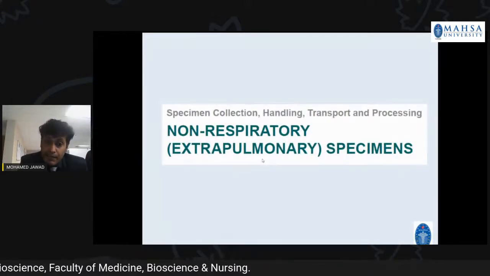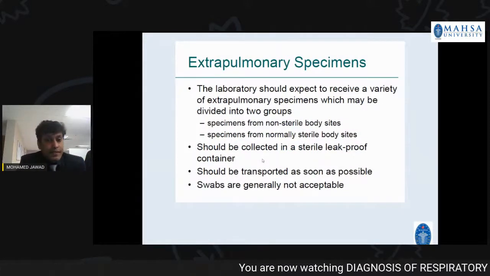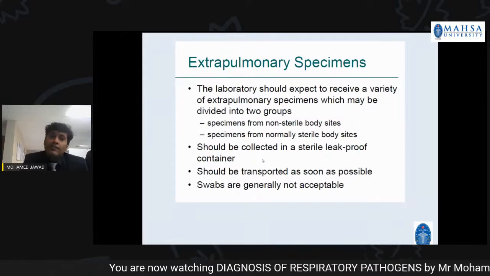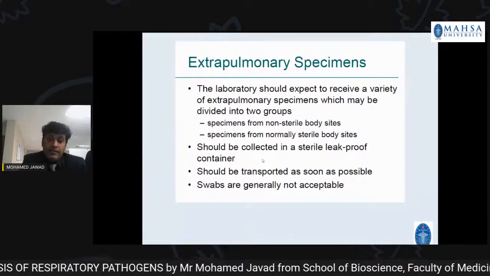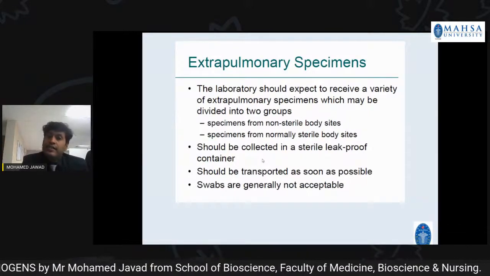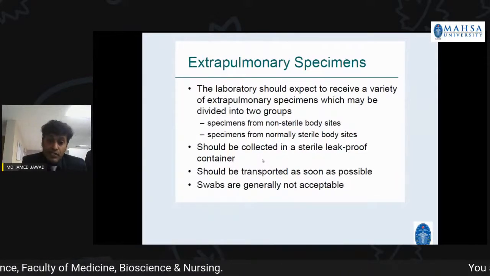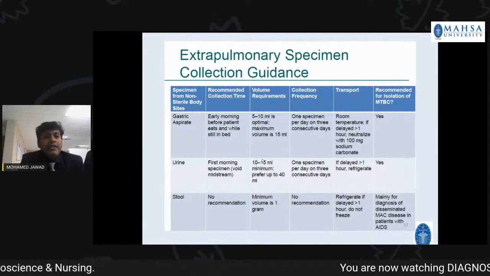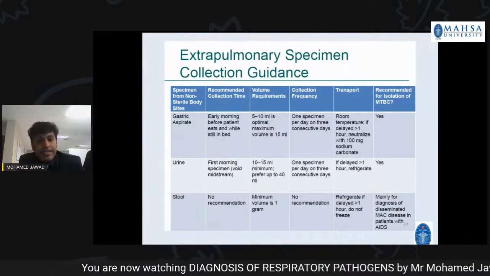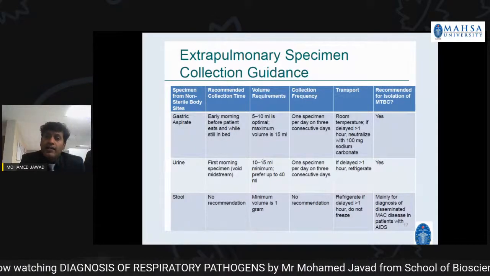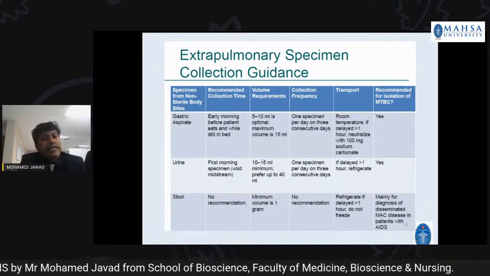Then the non-respiratory specimens. A variety of extrapulmonary specimens are there, which we have to divide into specimens from non-sterile body sites and sterile body sites. Usually we have to collect in a leak-proof container and transport as soon as possible. This is mainly for the extrapulmonary specimens, mainly gastric aspirate and urine. These we also collect early morning. Even urine should be an early morning specimen. Stool we can collect any time.